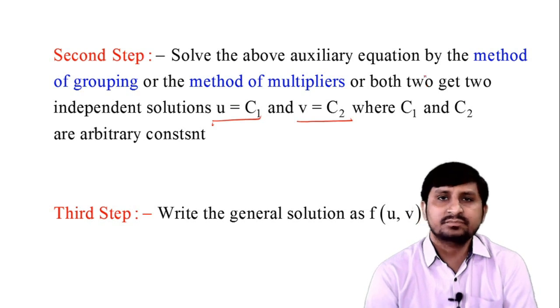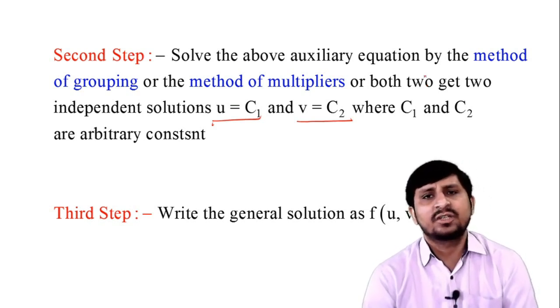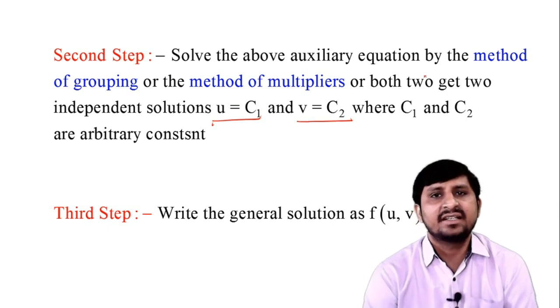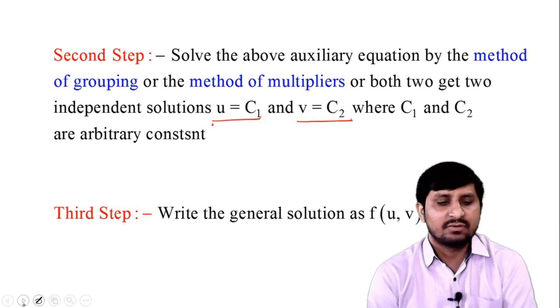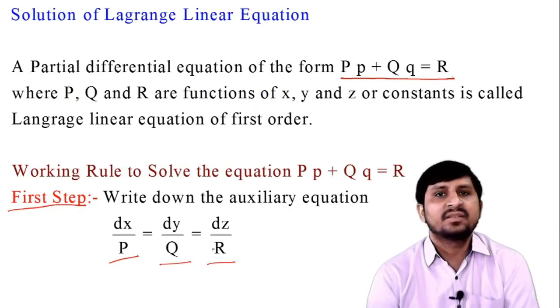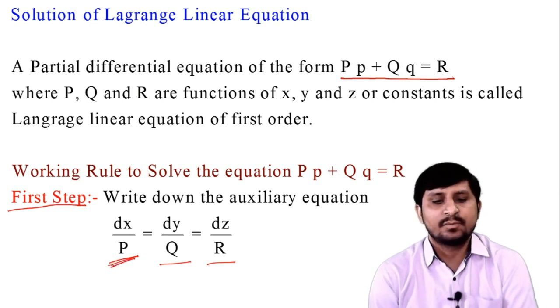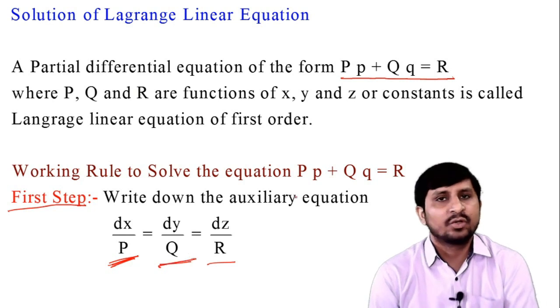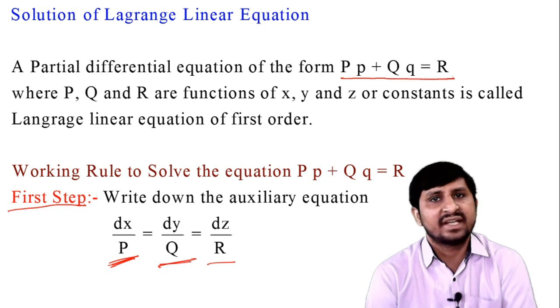Grouping method is quite easy because we have a total of three equations, dx by capital P is equal to dy by capital Q, and that is equal to dz by R. So we have three equations. Grouping method means you can compare any two equations. Suppose you compare dx by capital P equal to dy by capital Q. From that maybe you can get the first solution very easily.